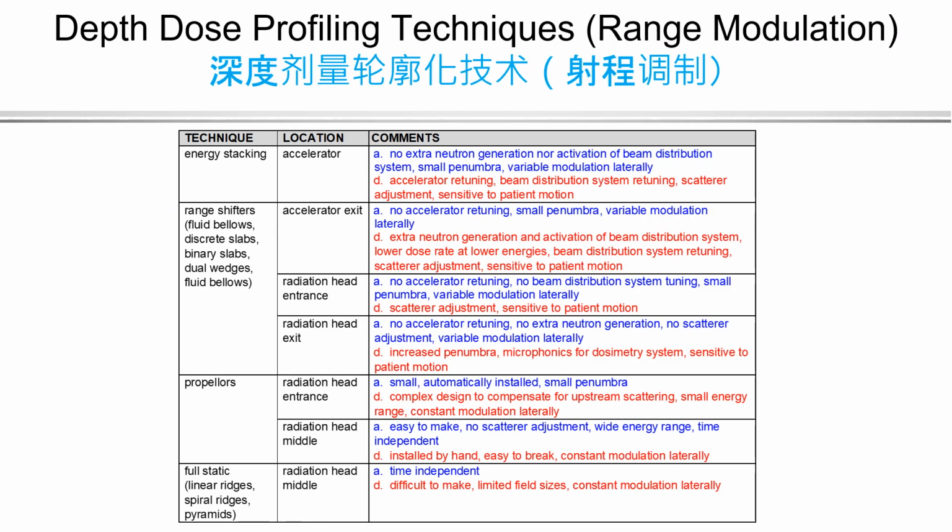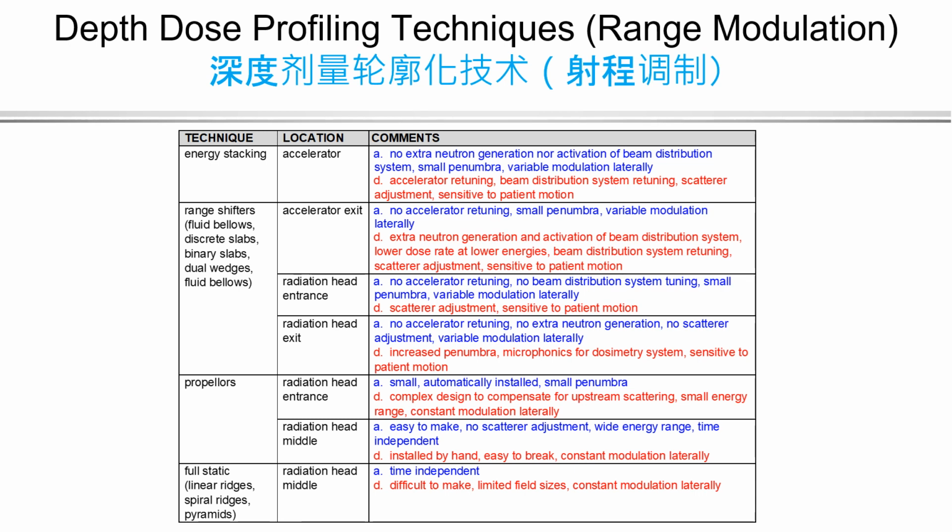This table provides advantages and disadvantages for each of the range modulation techniques. For energy stacking done at the accelerator, advantages include no extra neutron generation or activation of the beam distribution system, a small lateral penumbra, and variable modulation laterally. Disadvantages include the need for accelerator retuning, need for beam distribution system retuning, adjustment of the scatterers, and a sensitivity to patient motion.